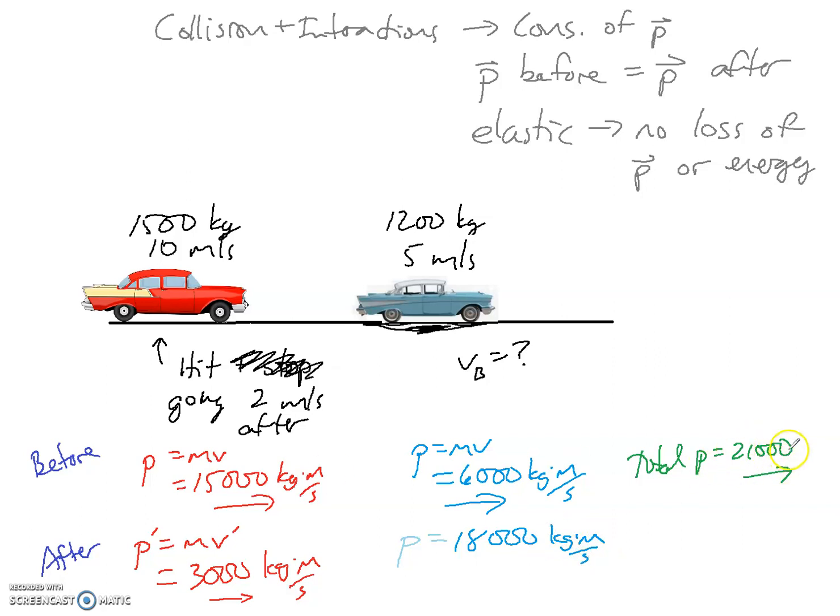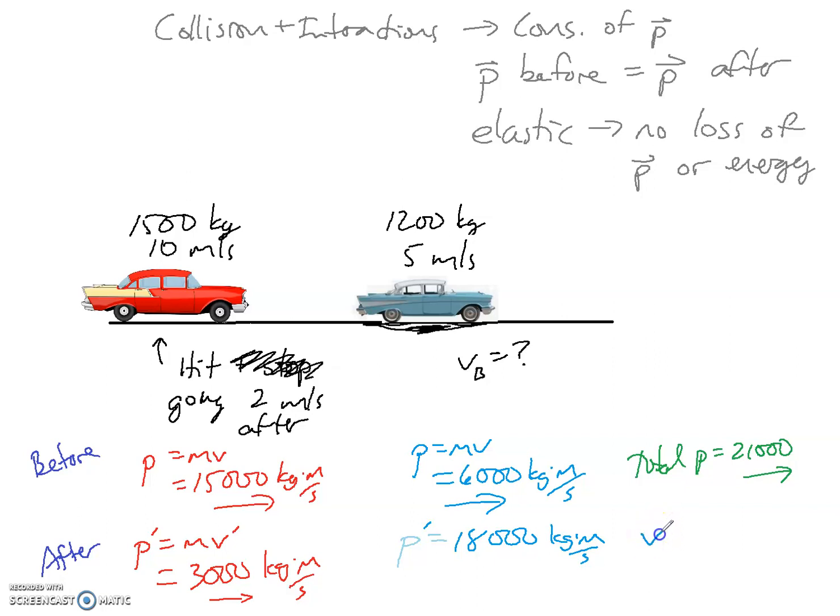So I have to have 21,000 in total. I know the red car's got 3,000, so the blue car must have the rest, which is 18,000. So they still add up to my 21,000. Well, now that I have the momentum after, and this would be momentum primed or momentum blue car after, however you want to label it, I can find out its new v.